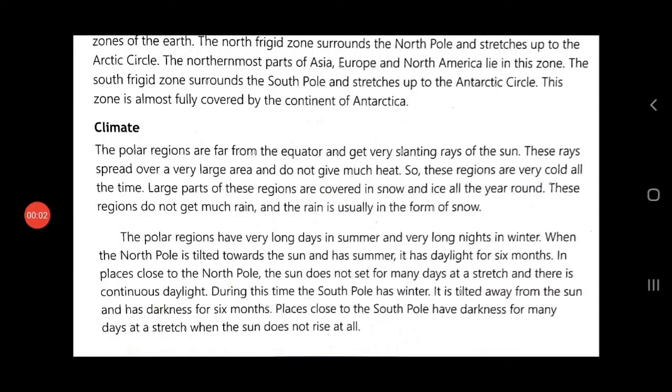When the North Pole is tilted towards the sun and has summer, it has daylight for 6 months. In places close to the North Pole, the sun does not set for many days at a stretch and there is continuous daylight. So what they are telling, children, is that when the North Pole is tilted towards the sun, जब sun की तरफ North Pole tilt हुआ होता है, झुका हुआ होता है, and has summer, और जब summer होता है वहाँ पे, during that time it has daylight for 6 months.